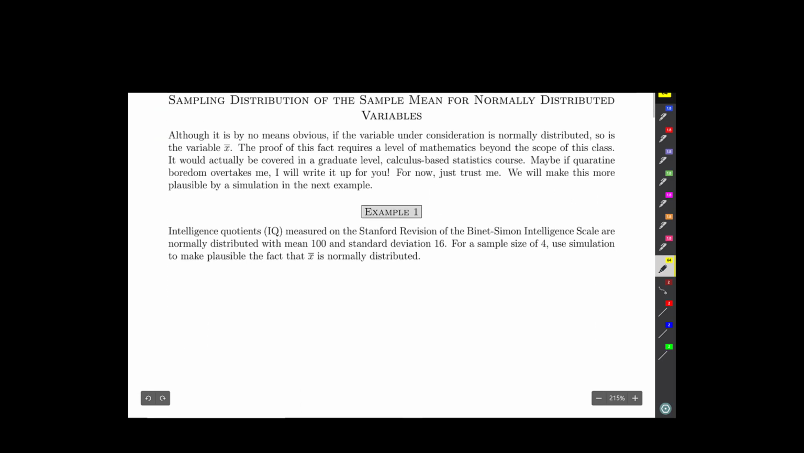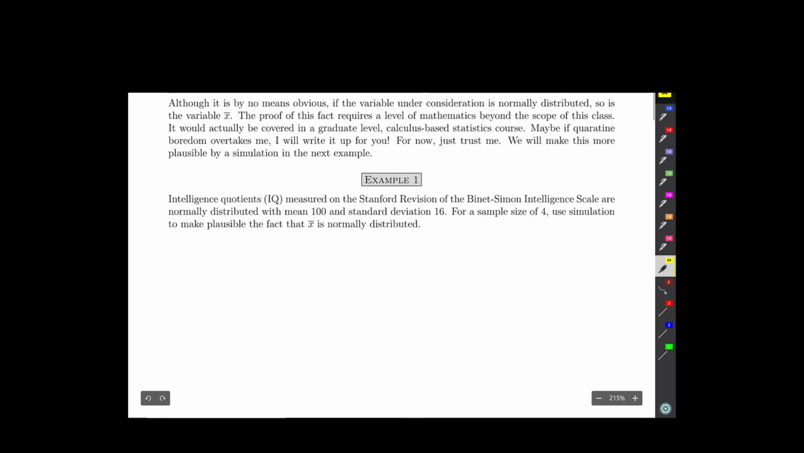And let's just go ahead and look at our first example where we're talking about IQs. IQ is measured on the Stanford revision of the Binet-Simon intelligence scale. They are normally distributed with a mean of 100 and a standard deviation of 16. For a sample size of 4, use simulation to make plausible the fact that X bar is normally distributed. Again, recall X bar is our sample mean.